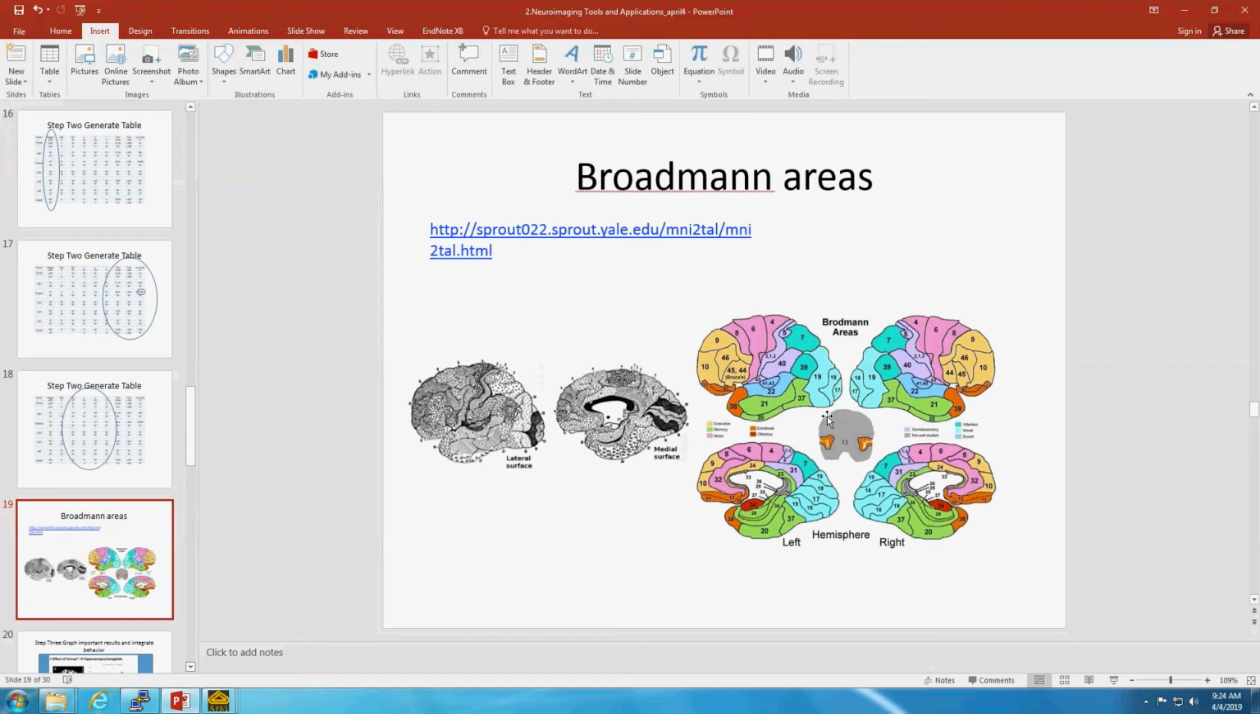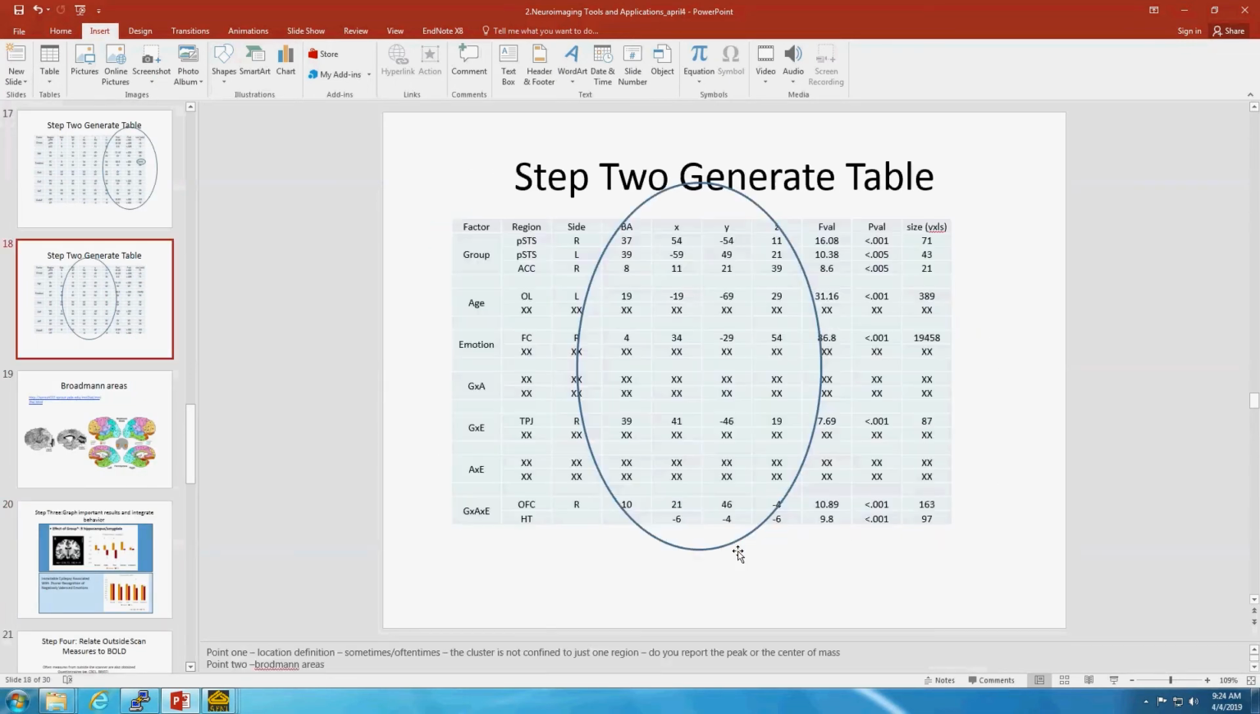Now this is only for the cortex. Areas like the amygdala, striatum, and thalamus are not in there. But for any neocortical area, we'll talk about what Brodmann area it's in. So in your big table, you say what Brodmann area the activation came from.